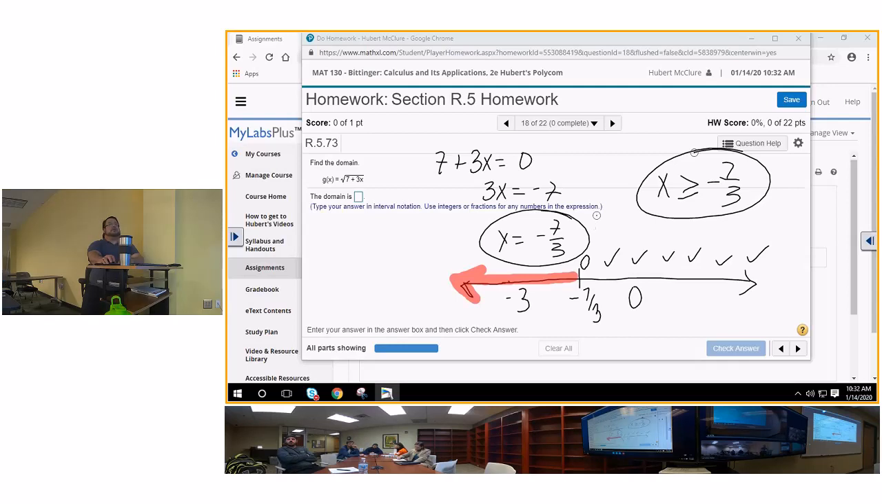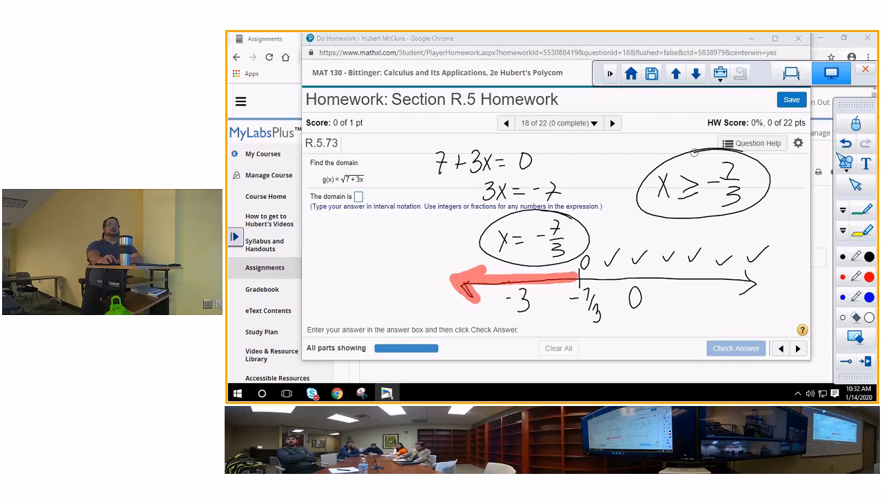Now, just to give y'all, what time is it? 10, I don't want y'all going into convulsions. We got till 11, so we're still good. Okay? Anybody got questions on this one?